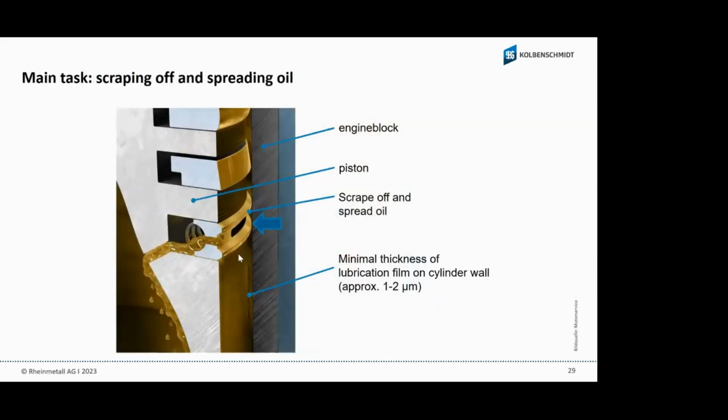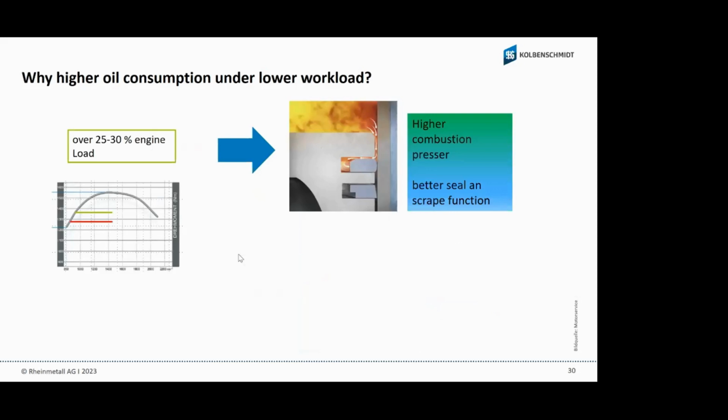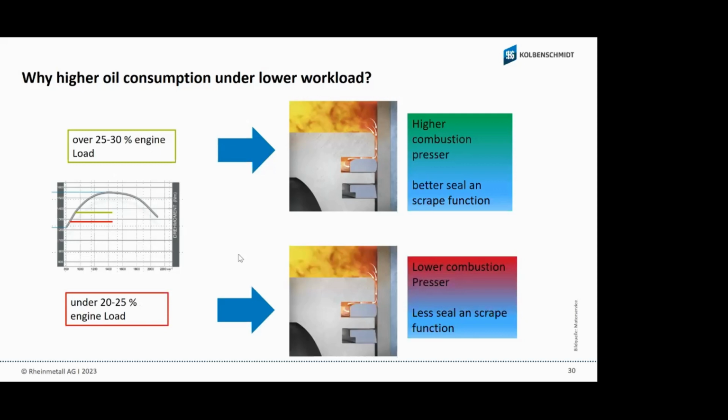Here you see again, over 25-30% of the load, higher combustion pressure, better seal and scrubber function, and also they seal and scrape the oil, this oil that they don't need for this effect. When we are under 20-25% of load, we have lower combustion pressure, less seal, and less scrubber function.